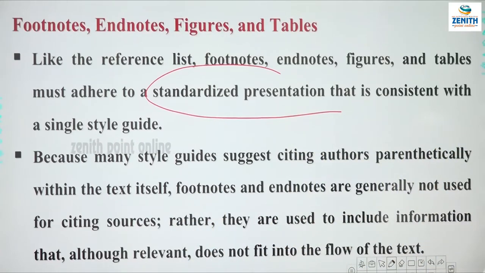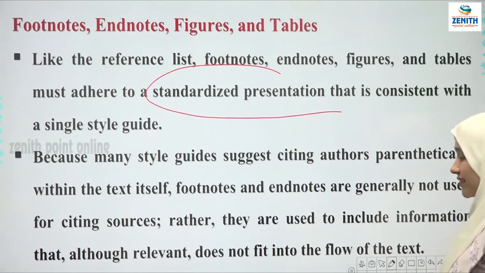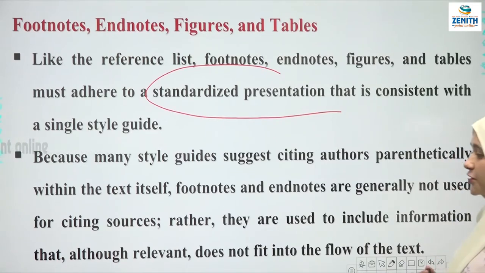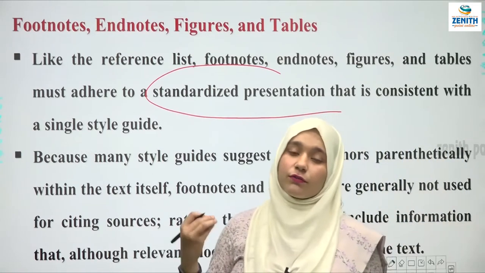Then footnotes and endnotes are generally not used for citing sources. Rather, they're used to include information that, although relevant, does not fit into the flow of the text.